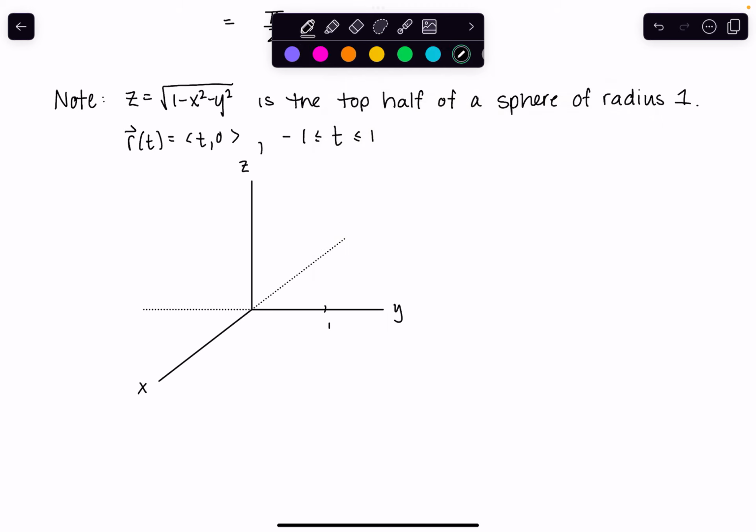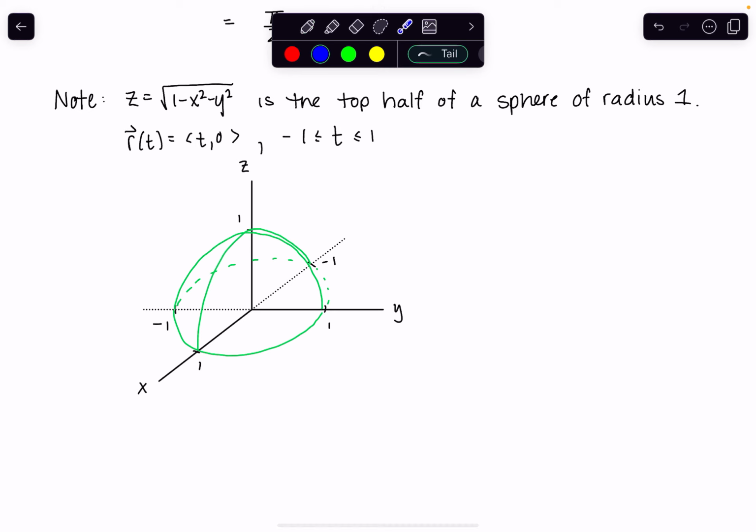Then we've got a circle of radius 1, so 1, -1, -1 is back here, +1 here, and then +1 up here. So again, just the top half of a sphere, so draw it down, and then draw it this way. And then we've got the circle in the xy plane that looks like this. Okay.